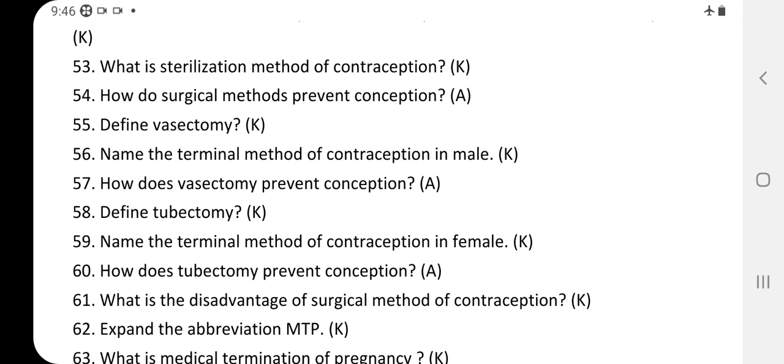55th question. Define vasectomy. Vasectomy is a surgical method carried out in the male where a small part of the vas deferens is removed or tied up through a small incision on the scrotum.